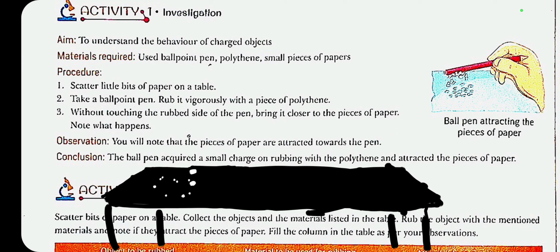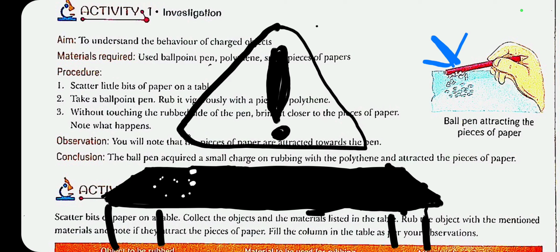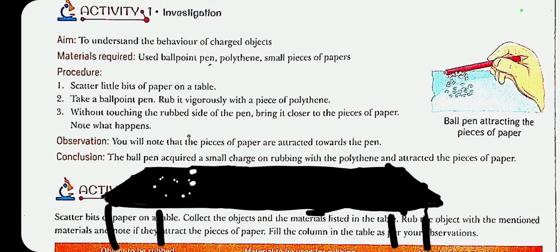Now that you have rubbed this side of the pen, do not touch it. I repeat, do not touch it. Okay? You can see the warning sign. Without touching the rubbed side of the pen, bring it closer to the pieces of paper. When you bring the rubbed side of the pen closer to the small bits of paper, what happens? Note what happens. You have to write what happens.